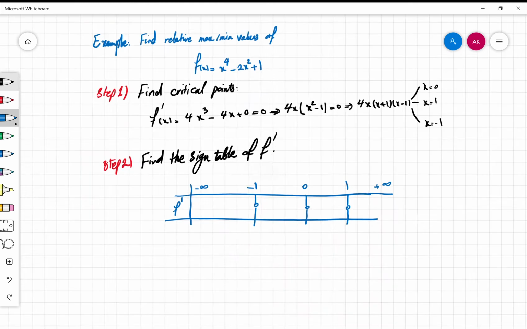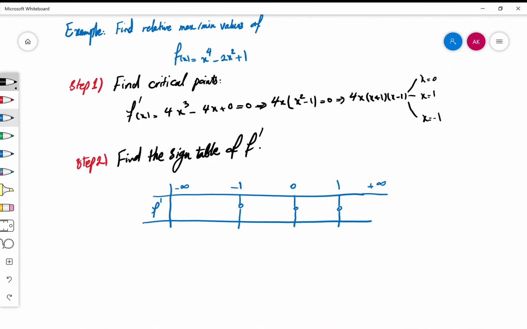Okay, and now we need test values. So I can put negative 2 here, I can put negative 0.5 here, 0.5 there, and then let's say 2 there. So I have to evaluate each one of these for f prime and then get a result for the sign for that value.